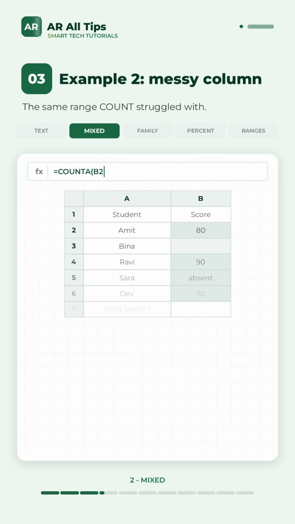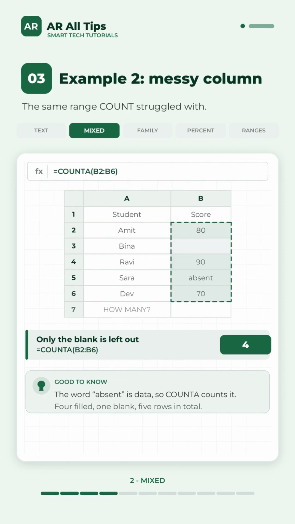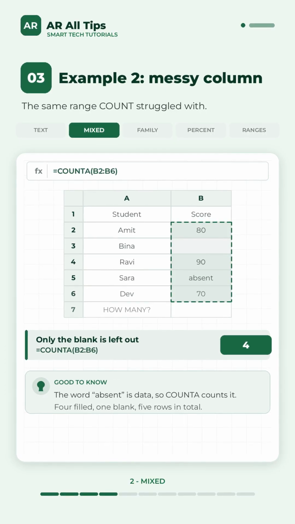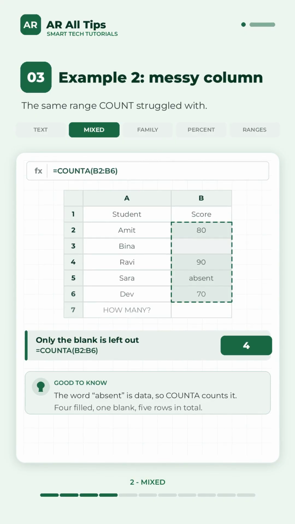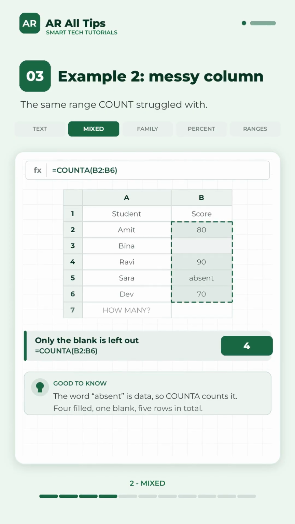Now, the same messy column from last time. Amit's got 80, Bina's cell is empty, Ravi 90, Sarah says absent, Dave 70. COUNT gave us 3. COUNTA gives us 4, because the word absent is still information. Someone typed it on purpose. Only the truly blank cell is left out.